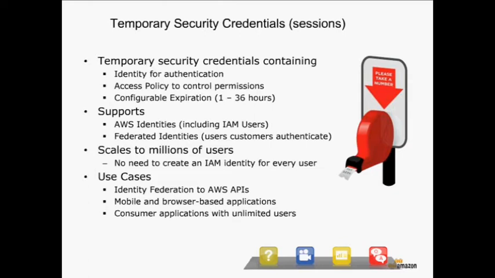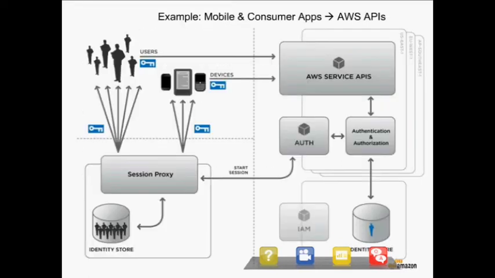So from a diagram of how this would work, if I had a mobile application or a pool of users that need to access something through a browser, and I want to give them access to the AWS Service API. So this would be something, again, that's modifying the set of resources that you're running in AWS, maybe uploading or creating a new object in S3, or starting or terminating an instance in EC2. These are all examples of AWS Service APIs.